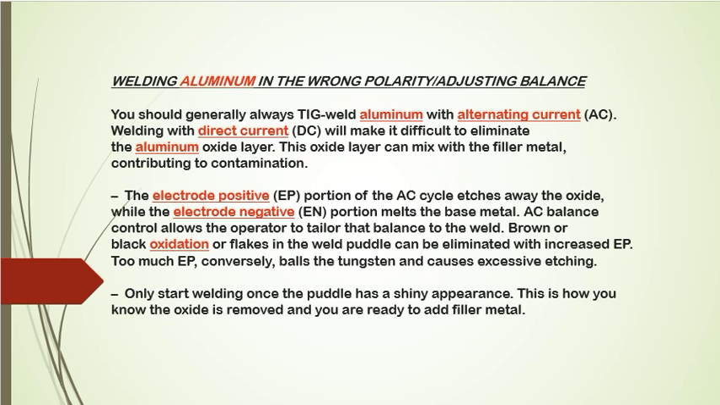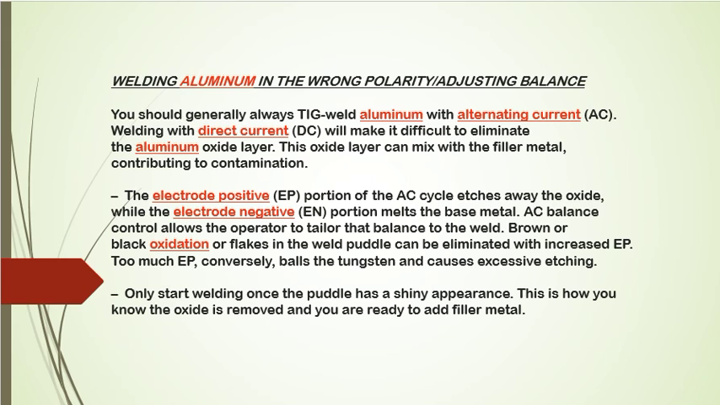So we have to weld aluminum with AC, alternating current. The electrode positive portion of the AC cycle etches away the oxide, while the electrode negative portion melts the base metal. AC balance control allows the operator to tailor that balance to the weld.